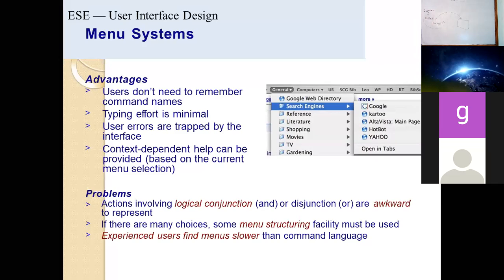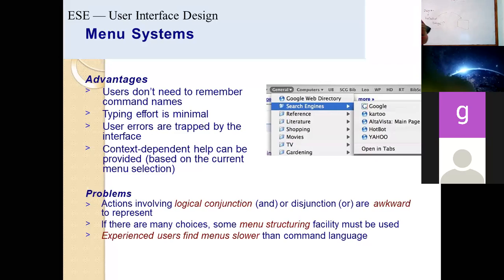The menu system is very simple and easy to understand in the case of Word, PowerPoint, Excel, etc. The advantages of the menu system rather than the command system: users don't need to remember command names. If we have menus like search engines, you can see on the screen references, literature, shopping, movies, TV, gardening, and many things like that. In the search engine, it is displaying all the search engines.